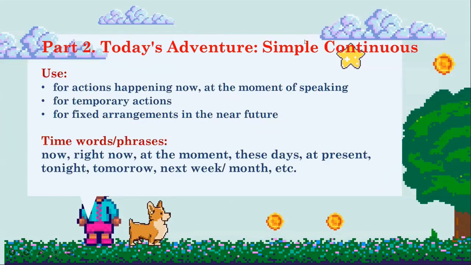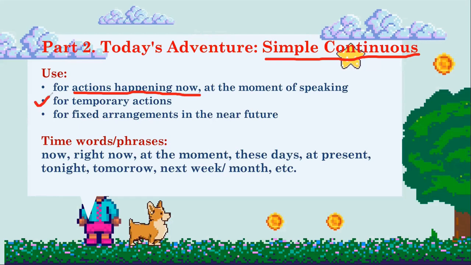Okay, so the next tense we will mention is the present continuous tense. We will have some uses for this tense. The very first one is for actions happening now. If you are currently doing something while speaking, this is your go-to tense. For example, I am speaking to you.